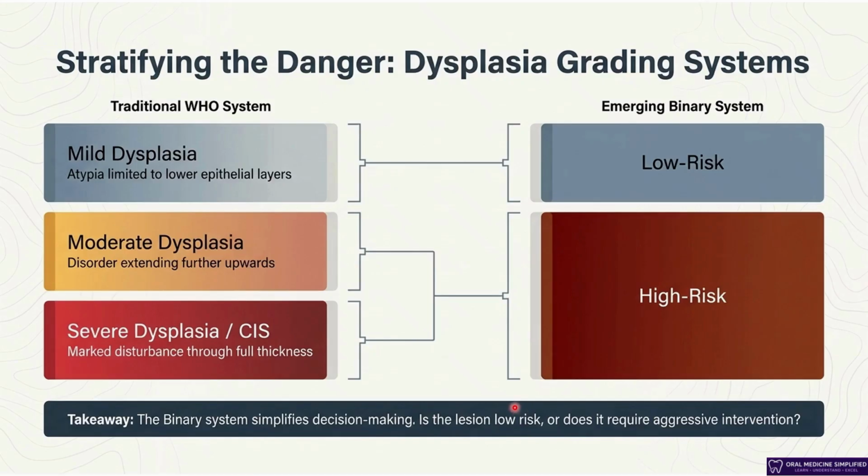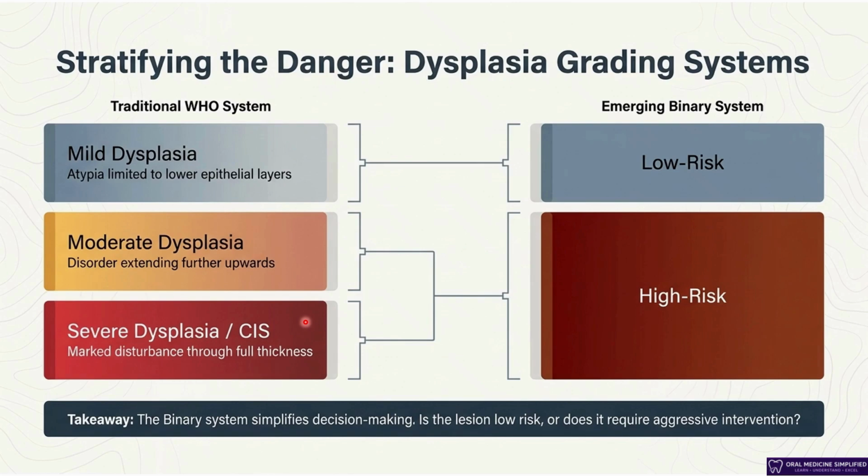So when dysplasia is reported, it may be graded as mild, moderate, severe, or carcinoma in situ. Mild dysplasia means the abnormal changes are mainly in the lower epithelial layers. Moderate dysplasia means that the disorder extends further upward. Severe dysplasia and carcinoma in situ show more extensive epithelial abnormality and demand more serious management.